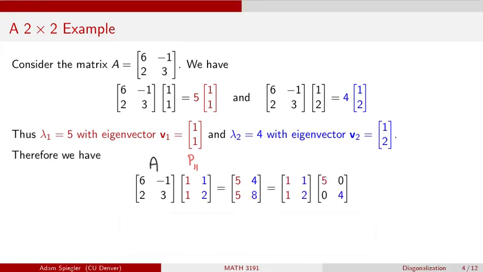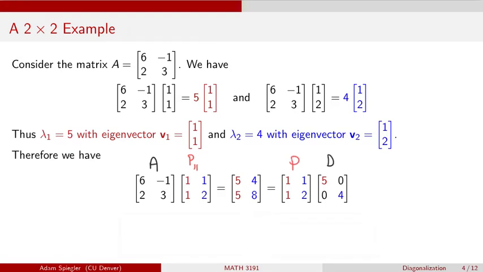And this matrix, 5, 5, 4, 8, we could also write as the product of P on the left times a diagonal matrix D on the right, where the first entry 5 corresponds to the eigenvalue of the first column of matrix P, and the second entry on the diagonal of D corresponds to the eigenvalue of the second column of matrix P. So what we can see here is A times P is equal to P times D.